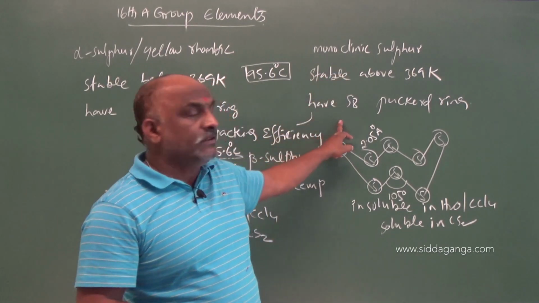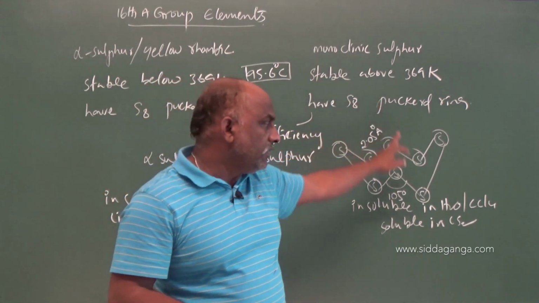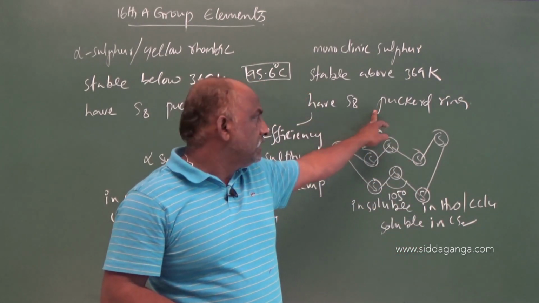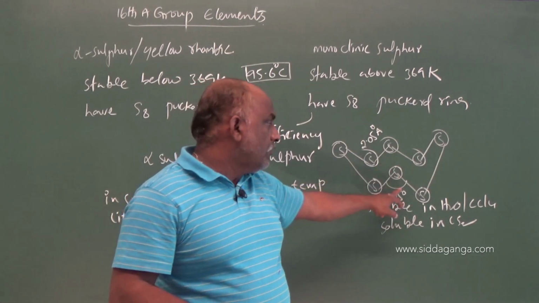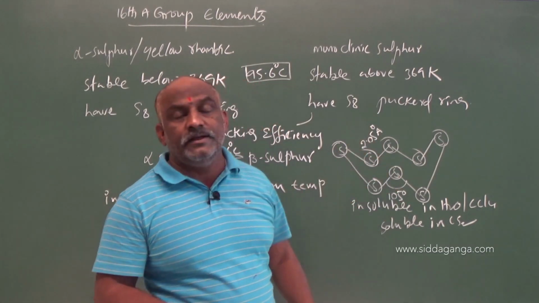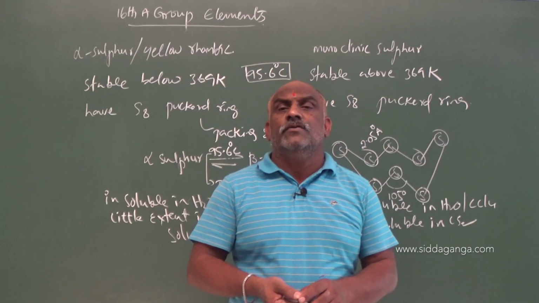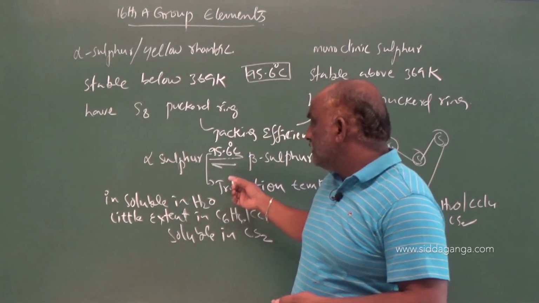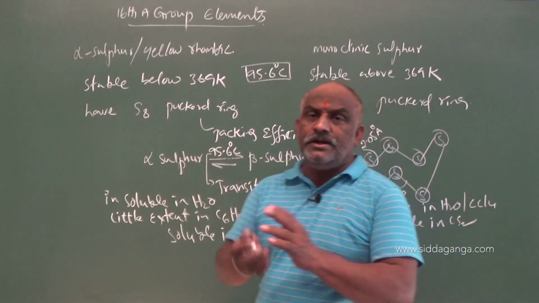Stable above 369 kelvins, soluble in carbon disulfide. Both have S8 puckered rings in crown shape, bond angle 105 degrees and bond length 205 picometers or 2.05 angstroms. Clear? So this is the information regarding this.